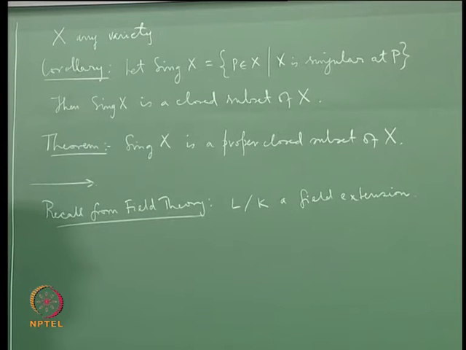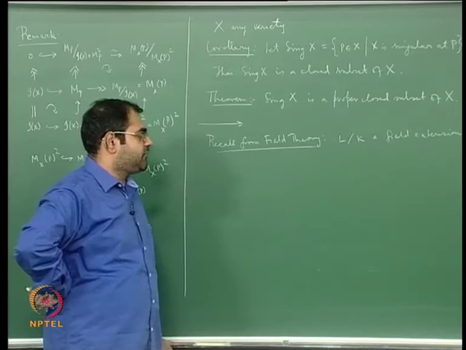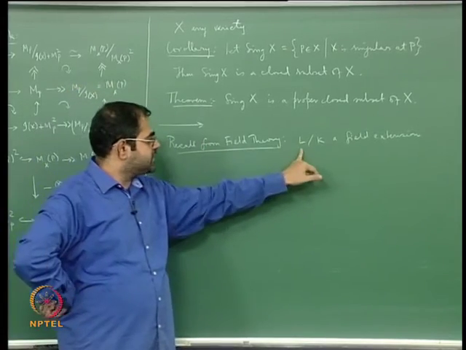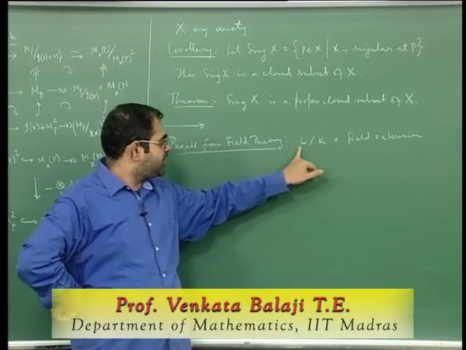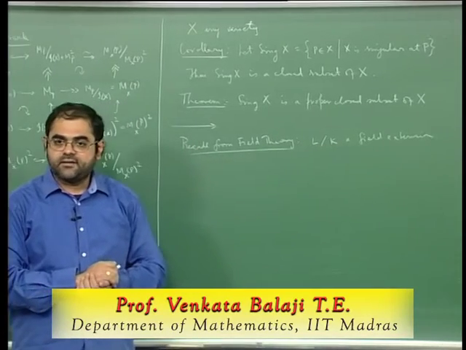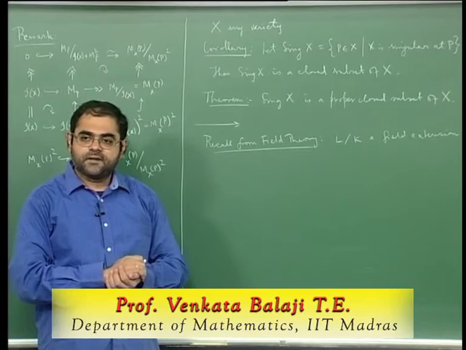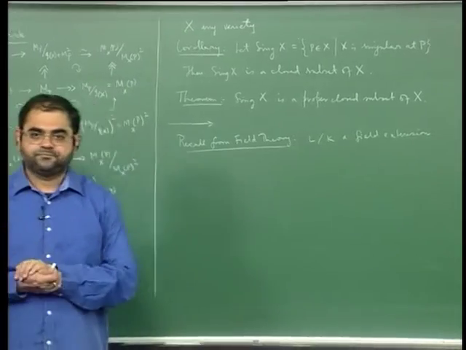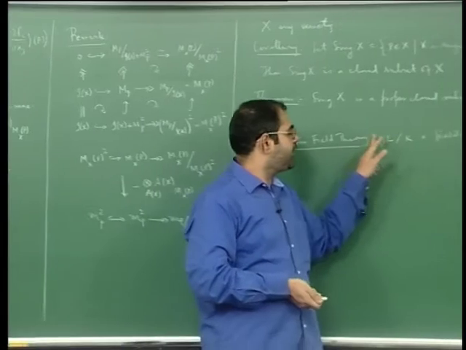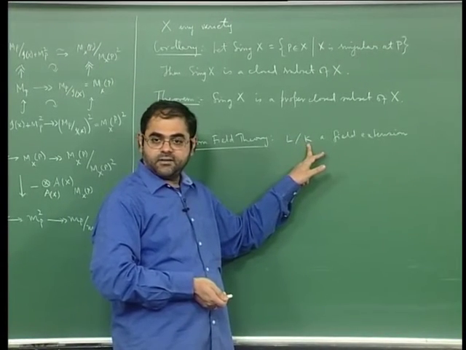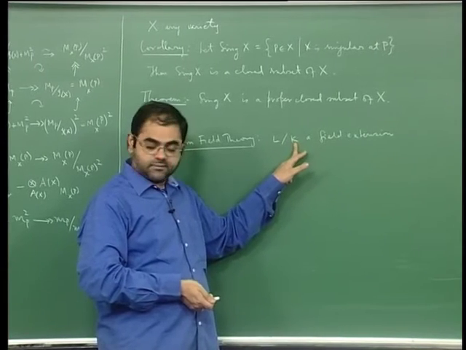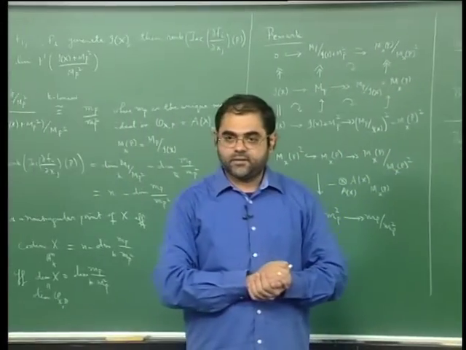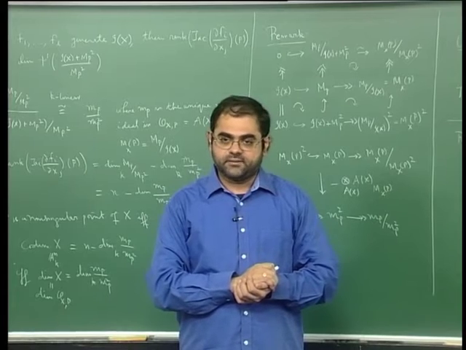Then we say an element of L is said to be algebraic over K if it satisfies a non-trivial polynomial with coefficients in K in one variable, okay. And if every element of L satisfies such a polynomial over K, then we say L over K is an algebraic extension, that is, every element of L is algebraic over K.